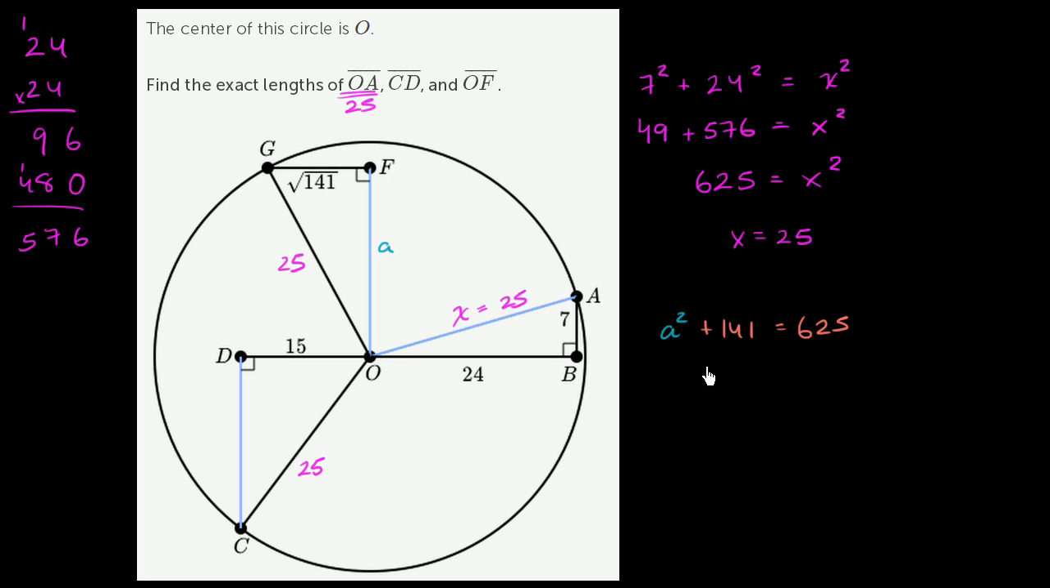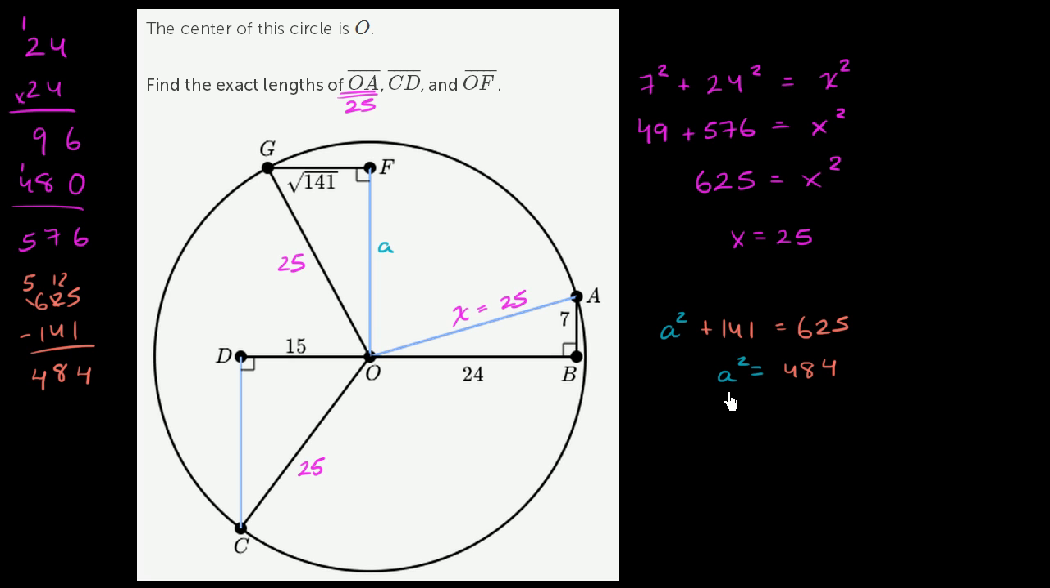If we subtract 141 from both sides, where do we get? 625 minus 141: 5 minus 1 is 4. Then let's get 12 here, and put a 5 there. 12 minus 4 is 8. 5 minus 1 is 4. So we get 484. So we get A squared is equal to 484.